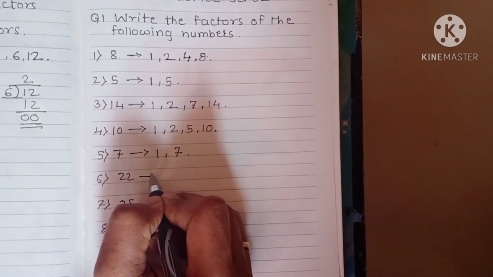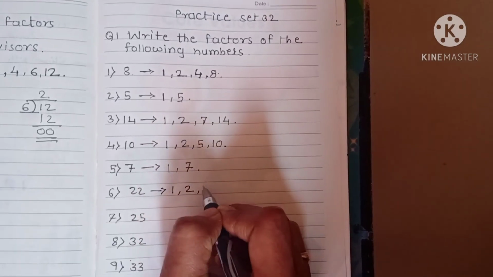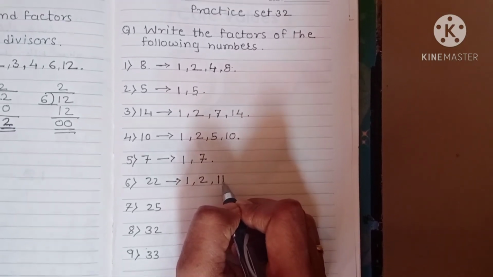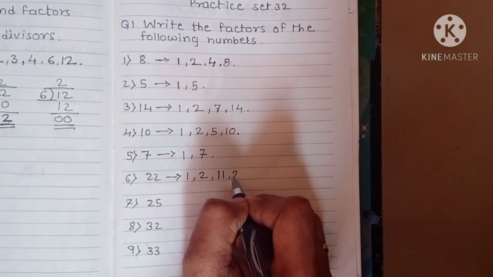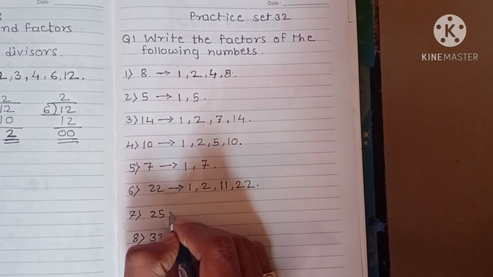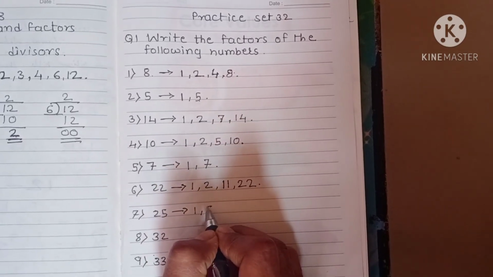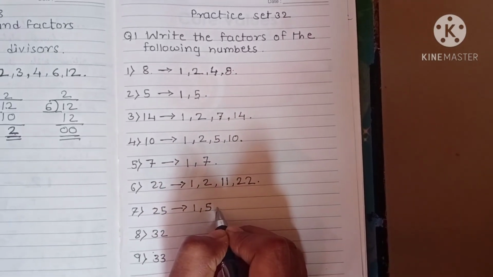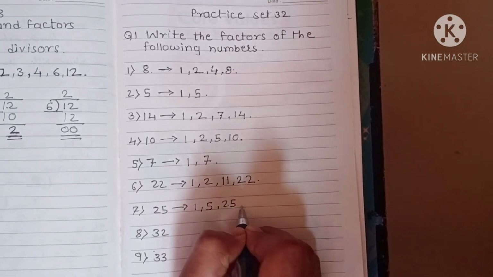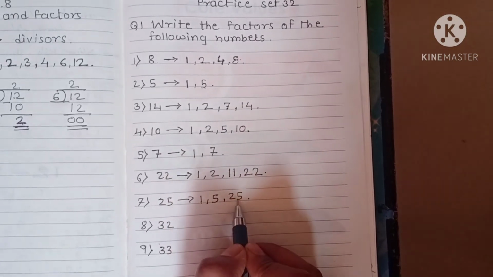Now 22. 1 is a factor of 22, 2 is a factor of 22. After 2, 11. In the table of 11, 22 is there. So 11 is a factor of 22. And after 11, 22 is a factor of 22. Then next is 25. 1 is a factor of 25. 5 is a factor or divisor of 25 and 25 itself. So factors of 25 are 1, 5, 25.